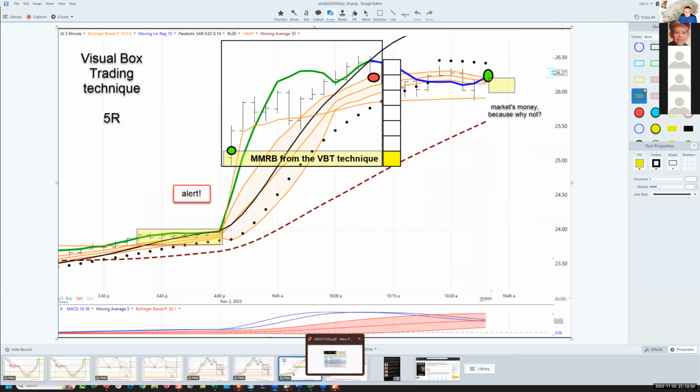So this was this morning, and this was foreshadowing of the kind of day it was going to be. This is the visual box technique that we teach in the foundations and in the advanced day trading course. This is how much it varies when there's no buying or selling, no directional bias.